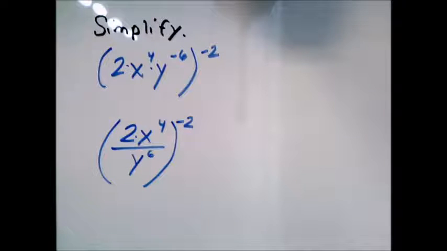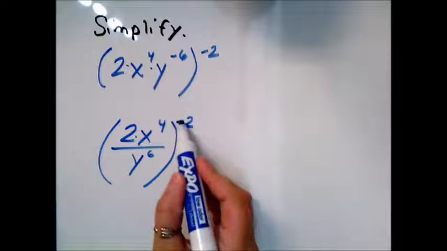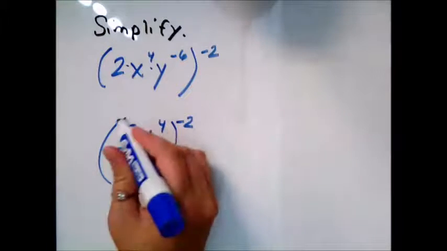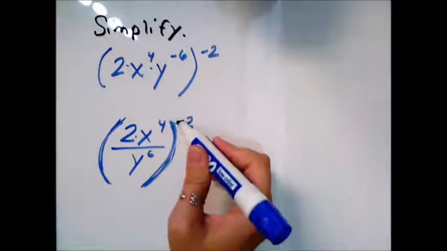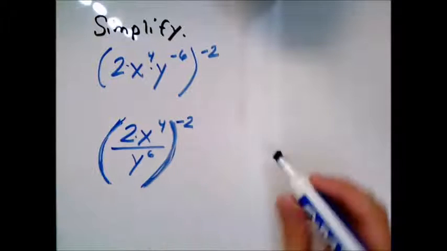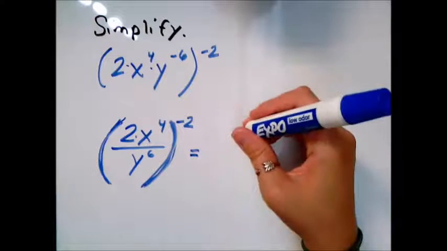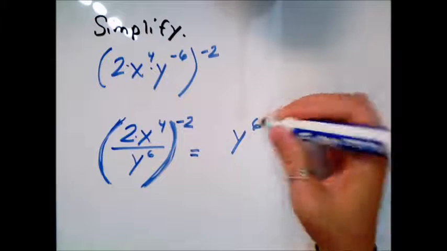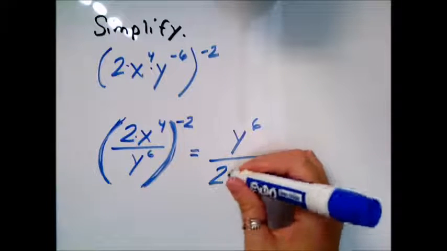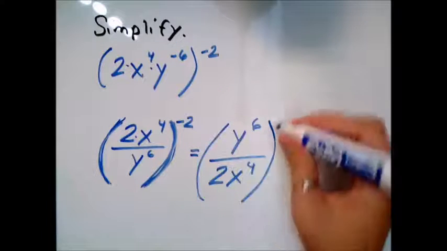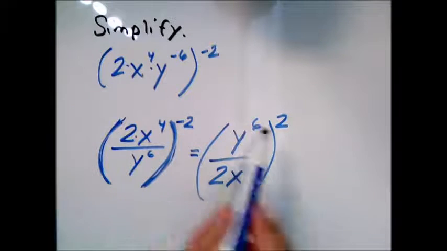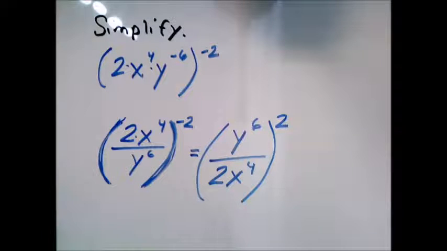And now if I look outside, I see, well, I have a negative exponent here too. Now notice this negative exponent is on this whole thing. So when I take the reciprocal, this means the reciprocal of the whole thing. So how do I take the reciprocal of a fraction? I flip the whole thing. So y to the 6 is the new top, and 2x to the 4th is the new bottom or denominator. And notice that doesn't get rid of my exponent, it just makes it not negative anymore.